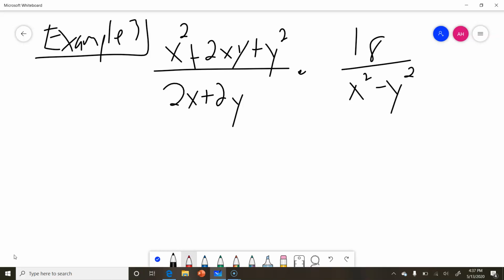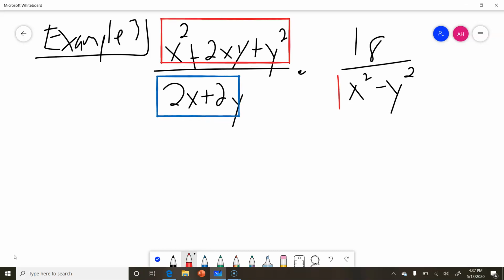So what we do is we take each one individually. I'll take this one and factor it. Then I'll take this one and factor it, and this one and factor it. Okay, so let's start with this guy.